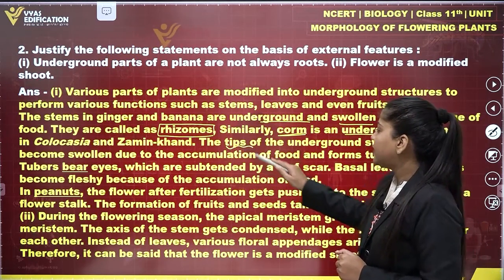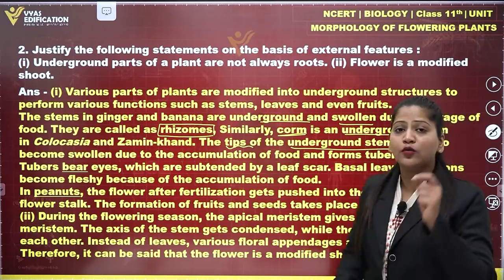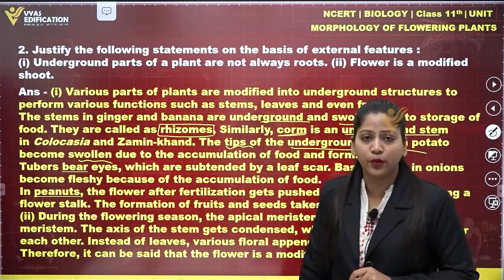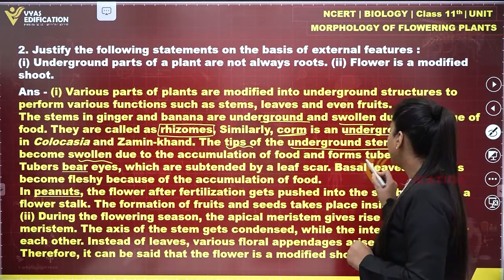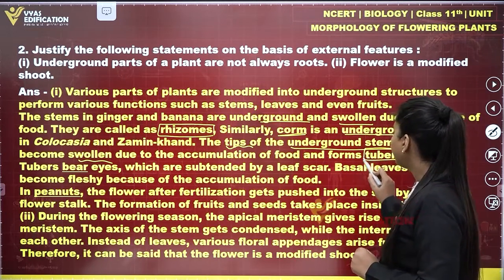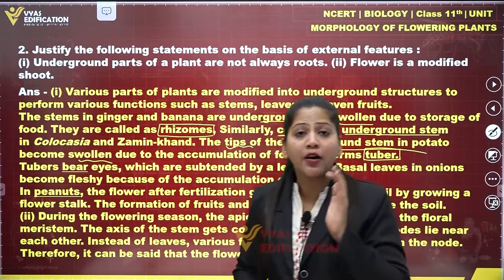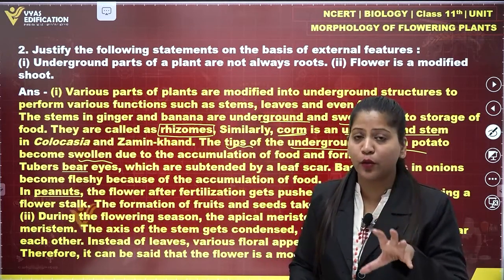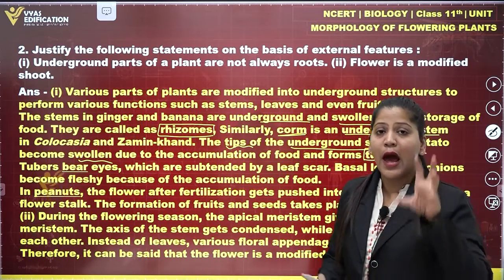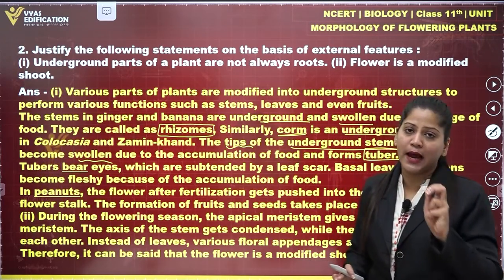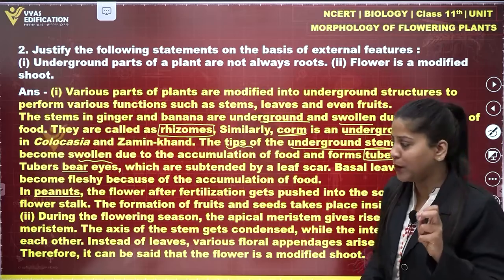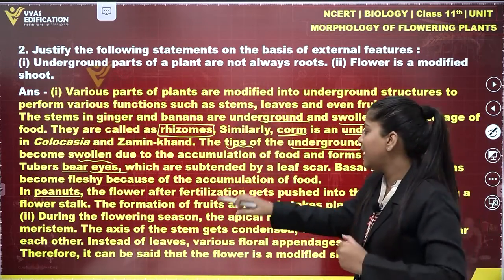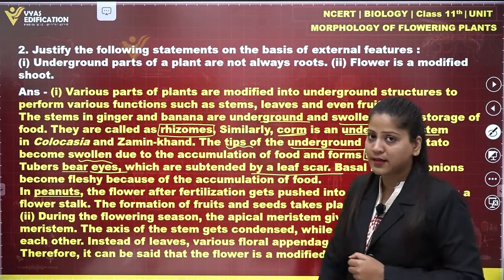Then, the tips of the underground stem found in potatoes become swollen due to storage of food and are known as tubers. The swollen stems of potato which are placed underground are swollen due to accumulation of food, and these underground stems of potato are known as tubers. These tubers bear eyes which are subtended by leaf scar.